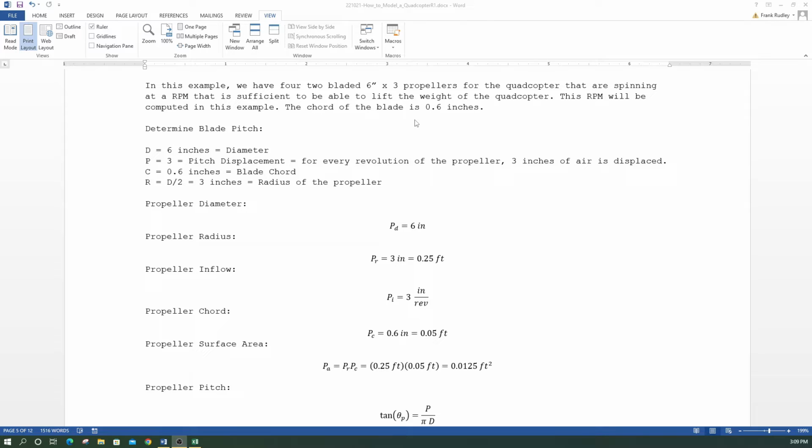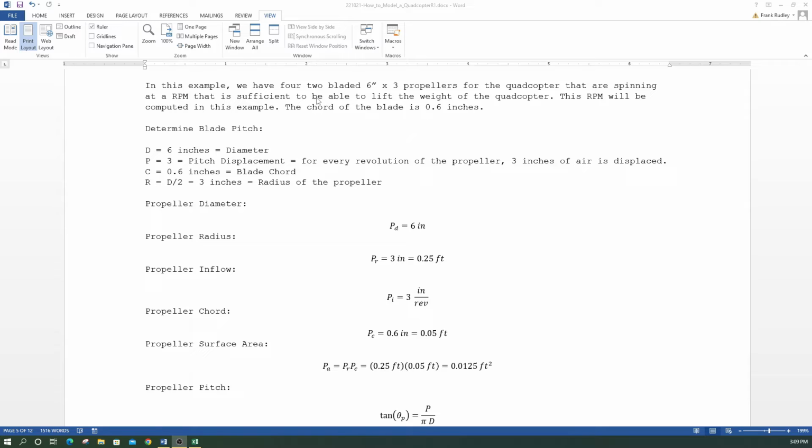But anyway, the way you buy a propeller, you buy it by the diameter, and then you have this pitch displacement number. The pitch displacement is 3 for these propellers I happen to have. So for every revolution of the propeller, 3 inches of air is displaced. It's kind of like a screw constant, a displacement constant. Sometimes they call it advance ratio. It's how much air you're pulling through that blade per revolution.